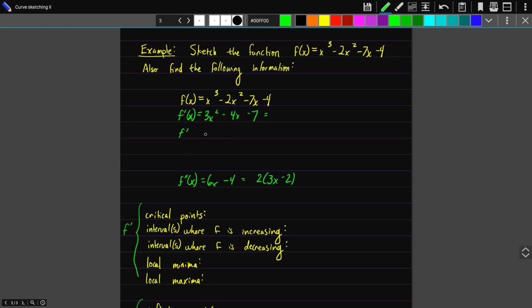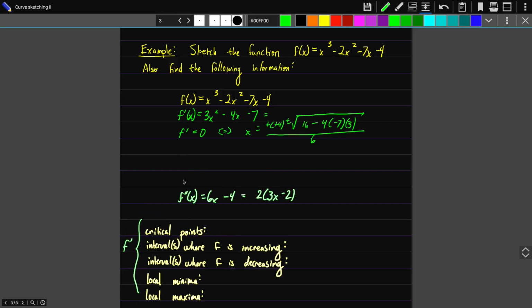So let's find the inflection points via the quadratic formula. That's going to tell me that f prime is 0 if and only if x is equal to negative b, so that will be minus the quantity minus 4, plus or minus the square root of b squared minus 4ac. So that would be 16 minus 4 times minus 7 times 3, all over 2a, so that would be 2 times 3, so that would be 6, and then those minus signs cancel there, so let me go ahead and find those roots.